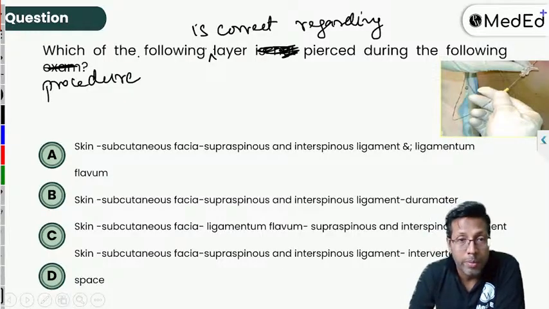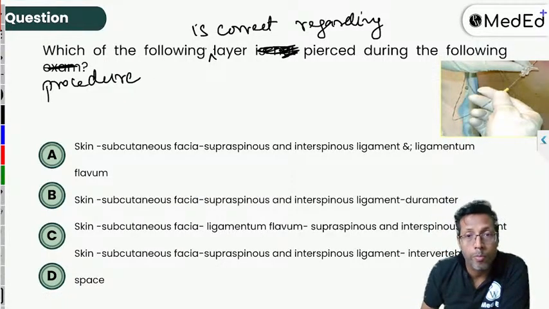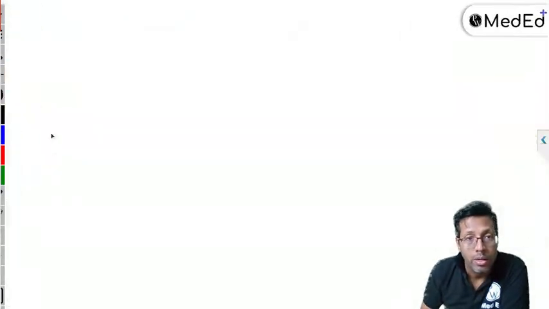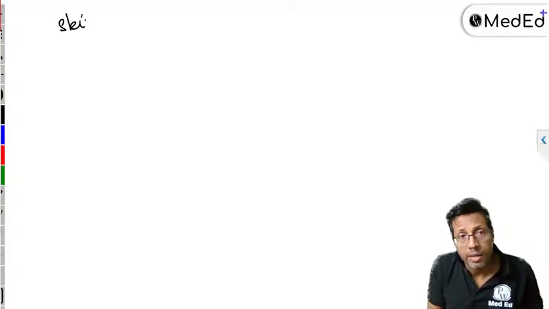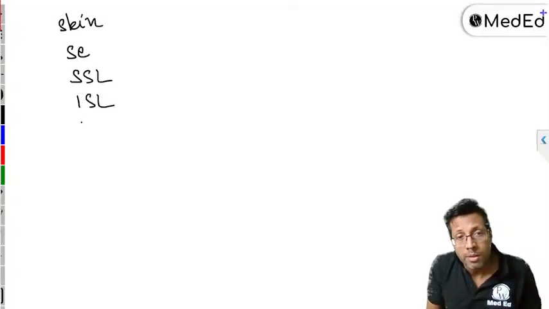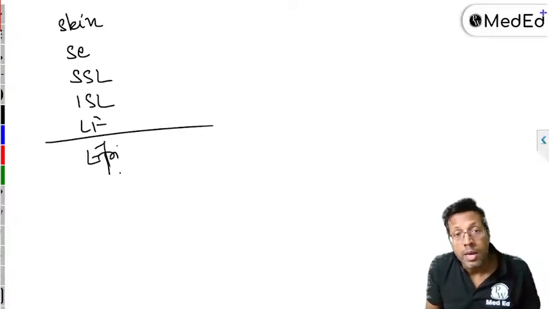Right, I think all of you have already given the correct answers. Skin, subcutaneous, supraspinous, interspinous, and ligamentum flavum. Correct, all of you are absolutely right. So when you are going to give, the first layer is the skin, next is the subcutaneous tissue, supraspinous ligament, interspinous ligament, ligamentum flavum. You cross it, you come to the epidural space.